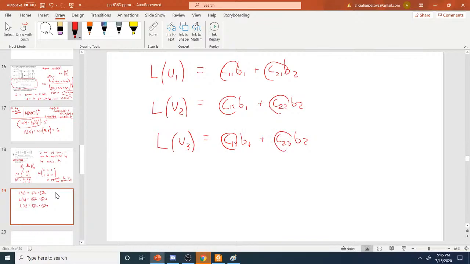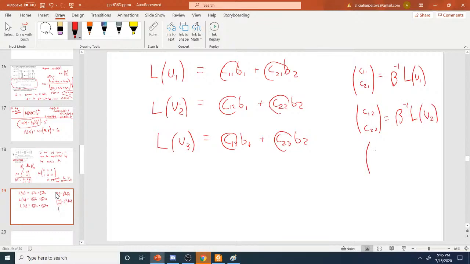But there is something we can do. So if we compute L(U1), L(U2), and L(U3), then what we actually get is the vector C11, C21 equal to B inverse times L of U1, C12, C22 equal to B inverse L of U2, and C13, C23 is equal to B inverse of L of U3.